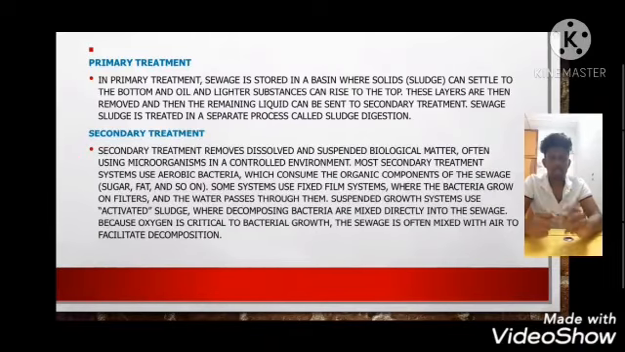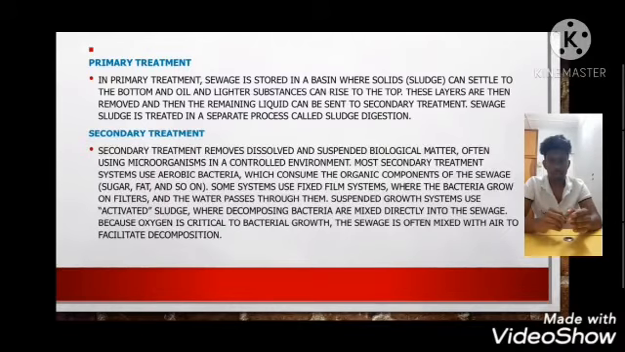Secondary treatment is the second phase of sewage treatment. Secondary treatment removes dissolved and suspended biological matter, often using microorganisms in a controlled environment. Most secondary treatment systems use aerobic bacteria which consume the organic components of the sewage. Some systems use a fixed film system where the bacteria grow on filters and the water passes through them.